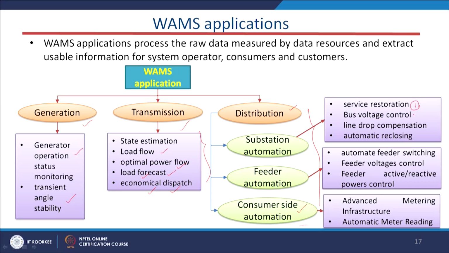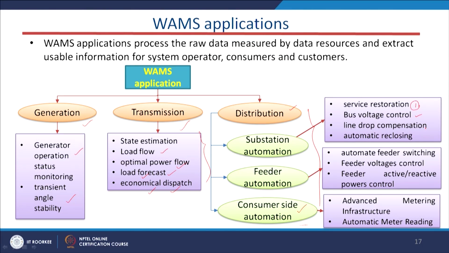The second one is bus voltage control. At certain buses we could see that the voltage profile is going down, or the voltage is going to collapse due to the lack of reactive power compensation or reactive power supply. Those remedial controls we can act on from the WAMS technology. That is how we can control this bus voltage and the line drop compensation. Also we have this automatic reclosing facility, which we can also draw from this WAMS.